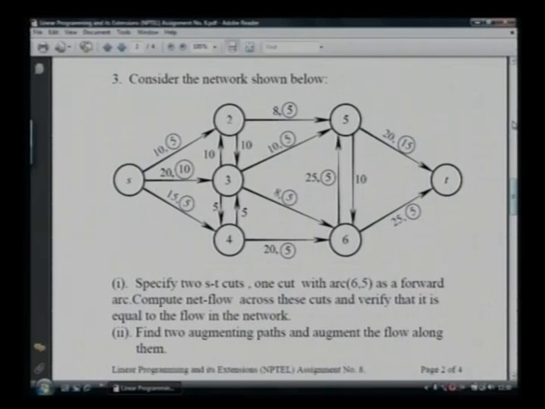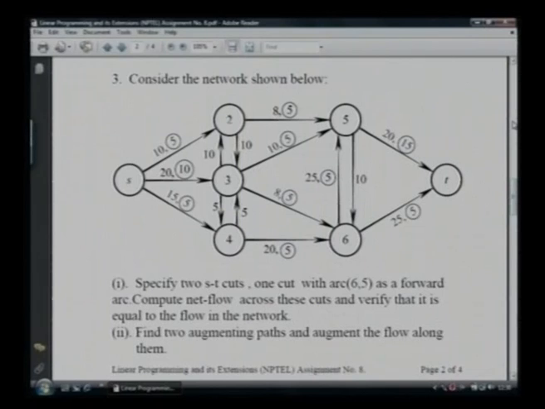So you have to find out the net flow across whichever 2 cuts you find, and then show that for both the cuts the value is 20. Then in the second part, I want you to find 2 augmenting paths and augment the flow along them. So this is problem 3.